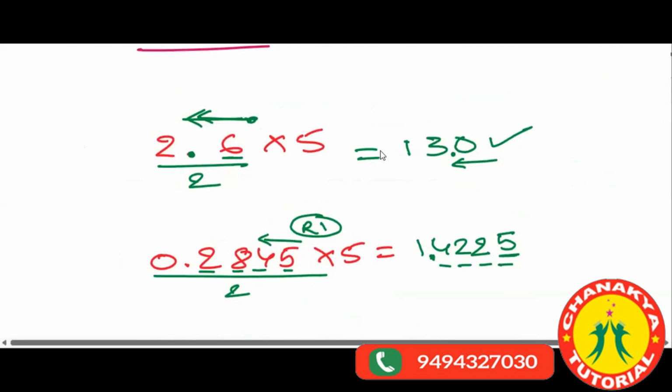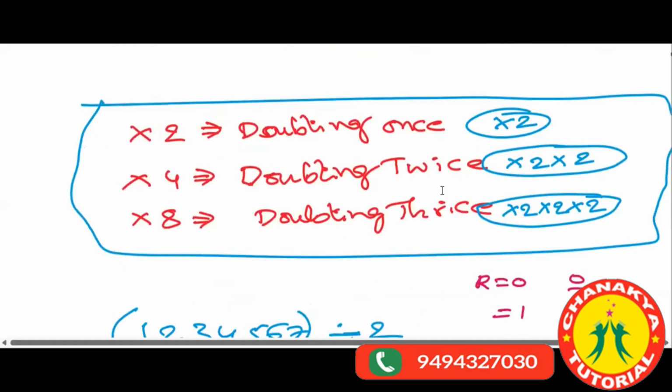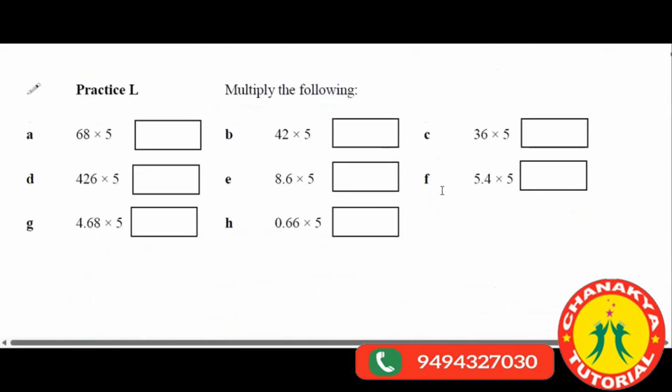If you are clear with the multiplication by 5, then we are going to see multiplication by 25, 50, 125, 250, 500. All the things will be based on this. Sir, for 25, we'll write 50 by 2. Yes, we will come to that after completion of this.